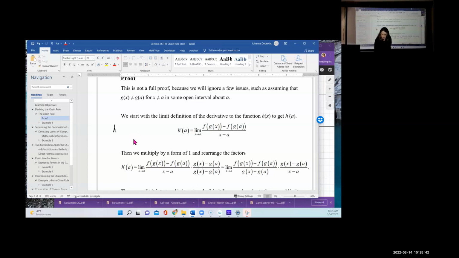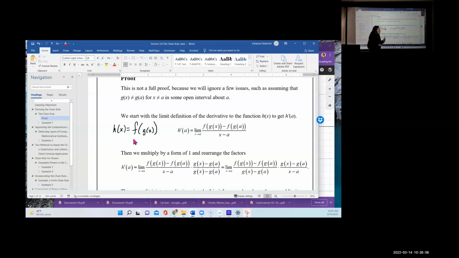Remember that we've defined h of x to be equal to f of g of x. And notice that the g of x is written smaller, with smaller parentheses, to show that it is inside the function f in place of the variable x. So I've substituted g in place of the variable x in the f function.